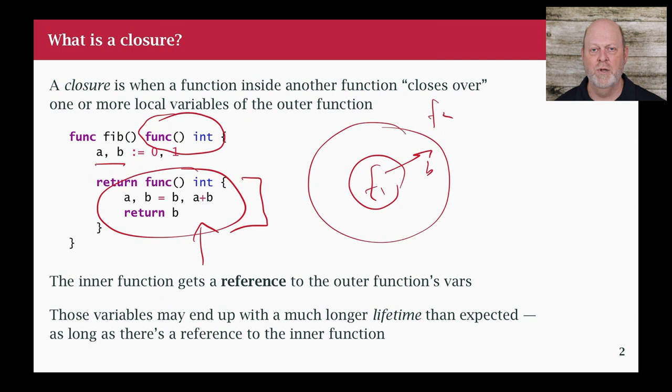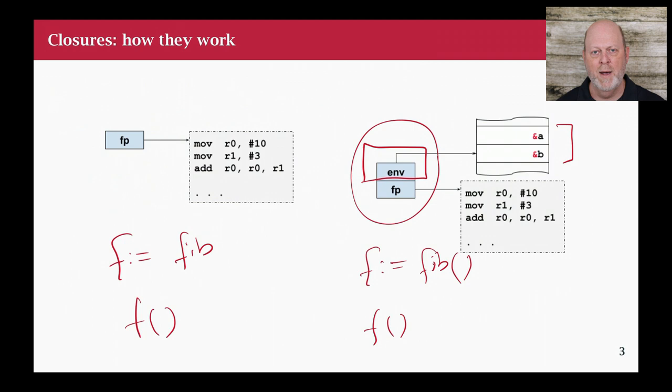A closure is actually a runtime thing. And you can think of it in the same way you think about a string descriptor or slice descriptor or map descriptor. It's this invisible thing in the background of your program. You don't really deal with it. But if you looked at what f is, it's the closure on the right-hand side of this. On the left-hand side, f is just a pointer to the function.